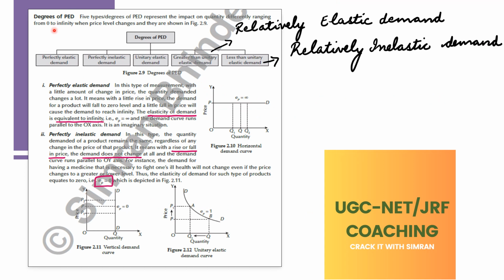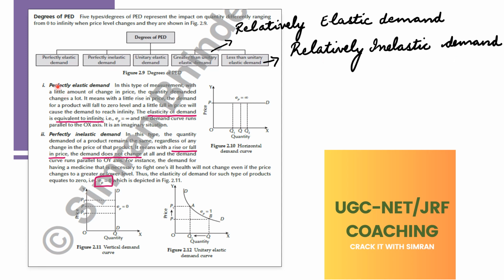Further, there are degrees of price elasticity of demand. So there are 5 types of degrees of price elasticity of demand. You should learn these 5 types very nicely. This is a UGC-NET question. First is perfectly elastic demand. Second, perfectly inelastic demand. Third is unitary elastic demand. And fourth is greater than unitary elastic demand. It is also referred to as relatively elastic demand. And fifth one is less than unitary elastic demand. It is also referred to as relatively inelastic demand. So remember these 5 points.